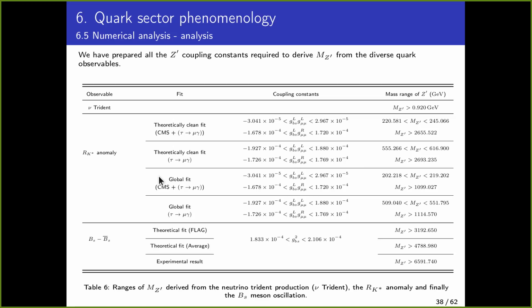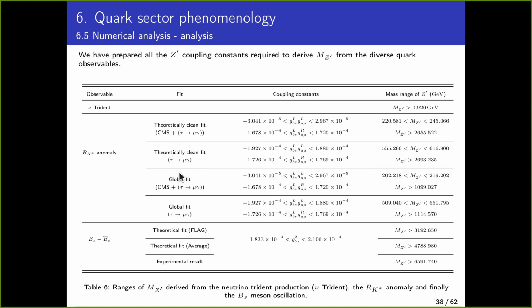Similarly, when I consider the tau to mu gamma experimental constraint alone, the right-handed Wilson coefficient has no significant change compared to the previous one. Instead, the left-handed Wilson coefficient becomes much heavier compared to this one. And so as you can see, the CMS experimental constraint plays a role of suppressing the right-handed muon coupling constant. Therefore, this is the very reasonable mass range derived by considering this experimental constraint alone.